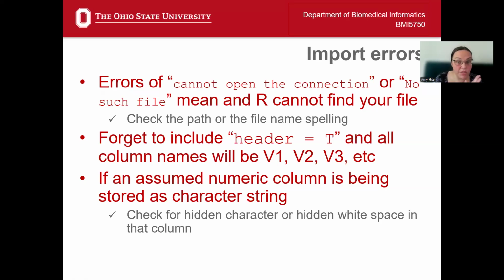If you forget to include header equals TRUE, all of your column names will be something generic, V1, V2, V3, and what should be your column names are going to be measures in your table. Also, R might mishandle your numeric columns and store them as a character string. So we import a table, we always look at it, we can check what types of data are present with str, check our dimensions, just check to make sure what you expect to import actually imported.